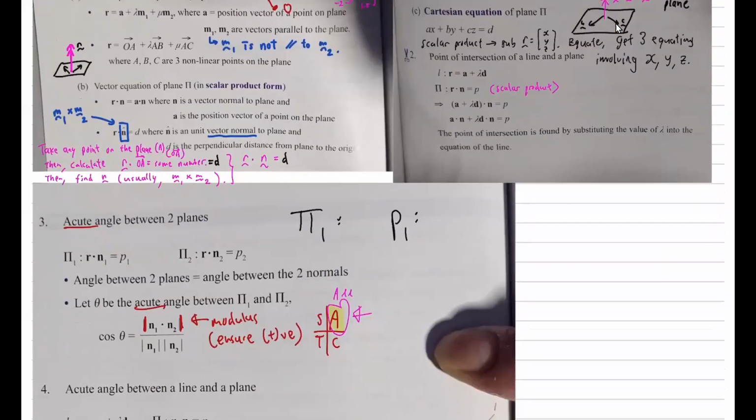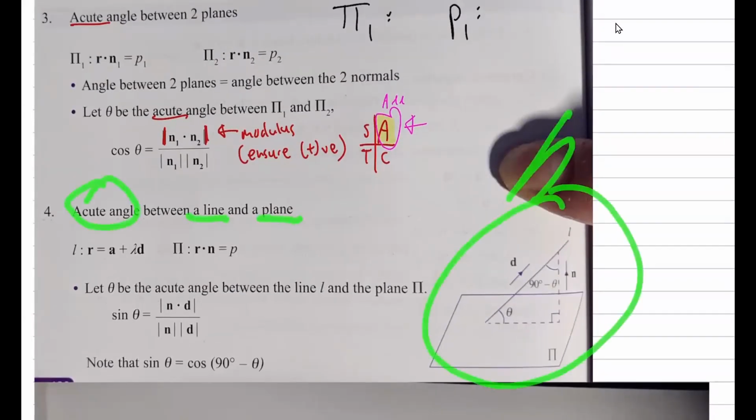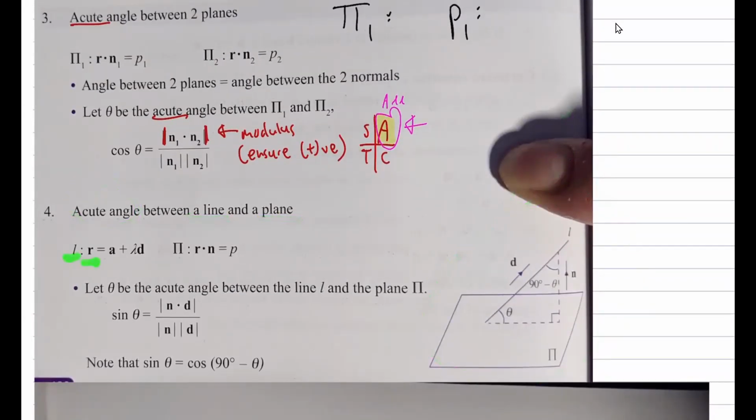Point number 4, acute angle between a line and a plane. Here there's a picture. Please ignore my finger. So you got a line here represented by this vector equation, a plane here represented by this scalar product form.